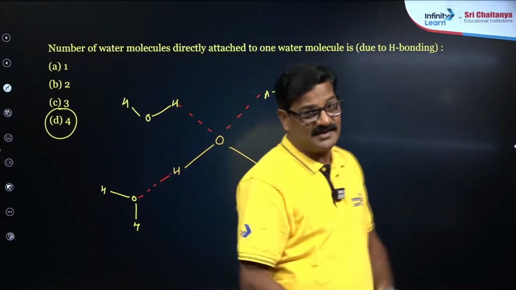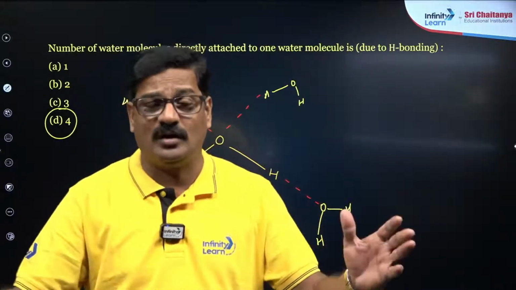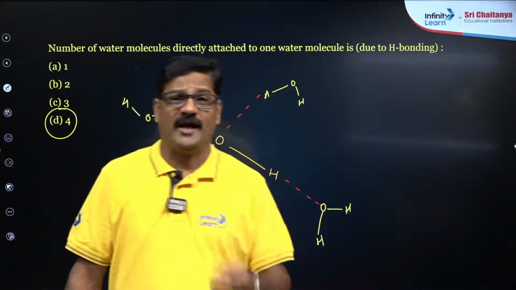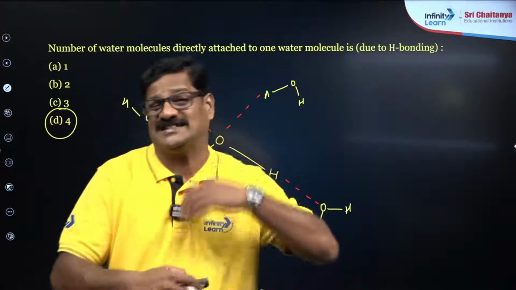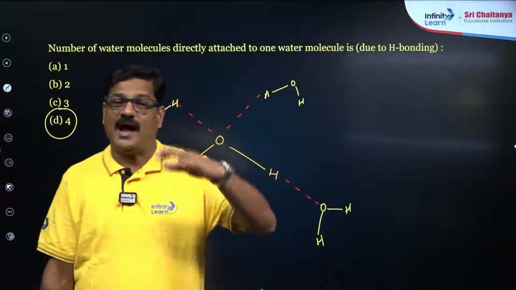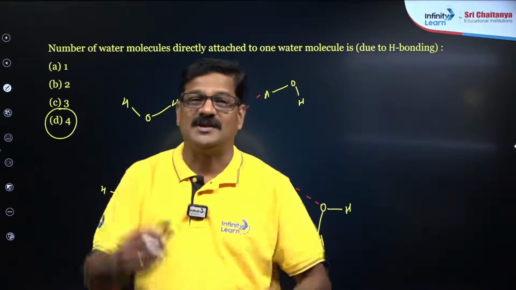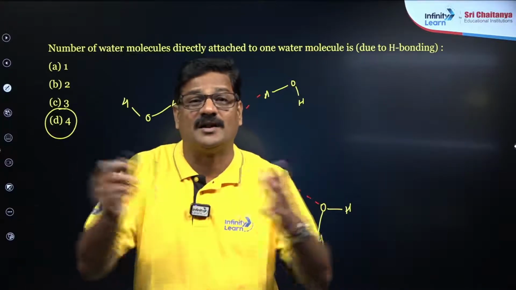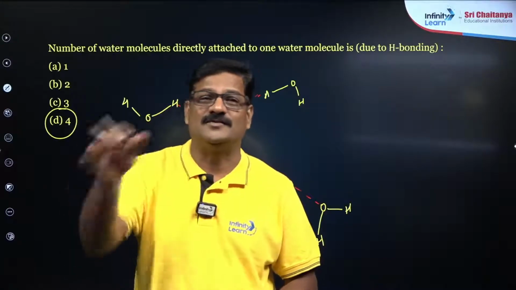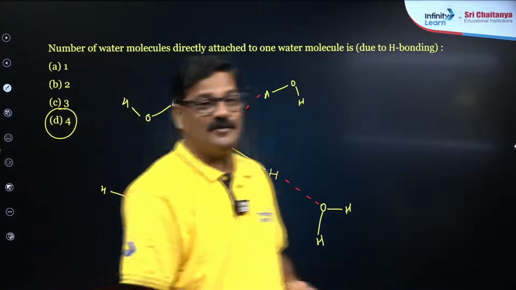So in ice, each water molecule is bonded tetrahedrally with 4 neighboring water molecules by means of intermolecular hydrogen bonding, and gives a tetrahedral structure which results in the open cage structure. That is the reason why ice floats on water. Because of the open cage structure, the density will decrease, the volume will increase, so density is lower. If density is lower, it floats on the water. That's the logic behind that. Okay, why does ice float on water?